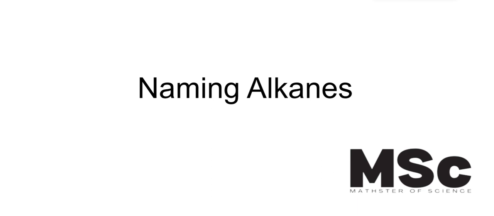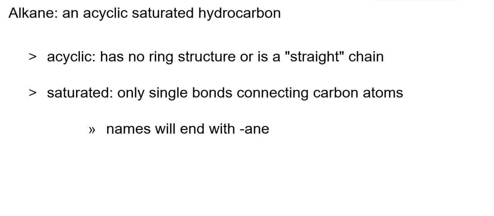In today's video, we're going to be looking at naming alkanes. An alkane is an acyclic saturated hydrocarbon. Now, there's a lot to unpack there. Let's start with acyclic. This means that the hydrocarbon, the organic compound composed primarily of carbon and hydrogen, will have no ring structure. It doesn't form a cycle and link back on itself. Another way to say this is that it's a straight chain.